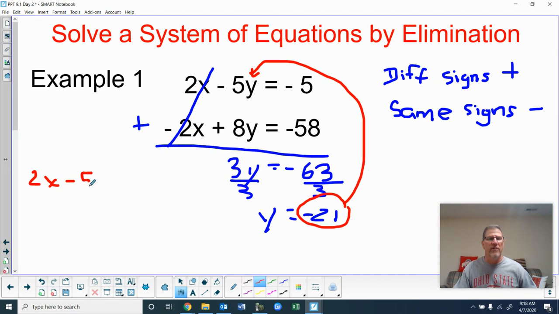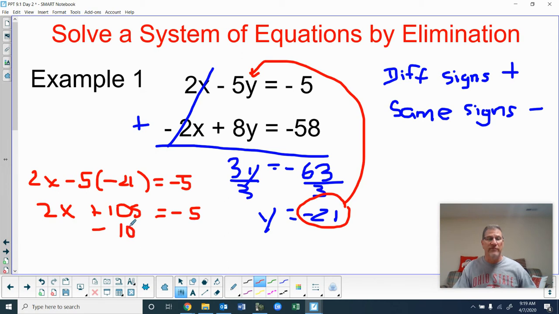So this is 2x minus 5 times, I substitute the negative 21 in for y, and I get equals negative 5. All right, so that's 2x plus 105. Negative 5 times negative 21 is a positive 105. Equals negative 5. So then I'm going to subtract 105. Take it to the other side.